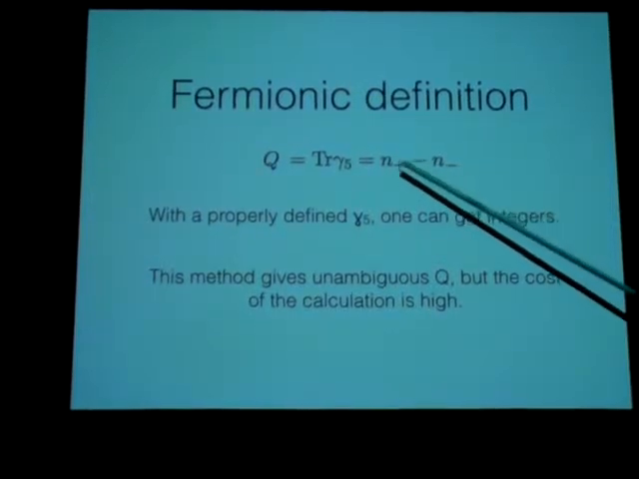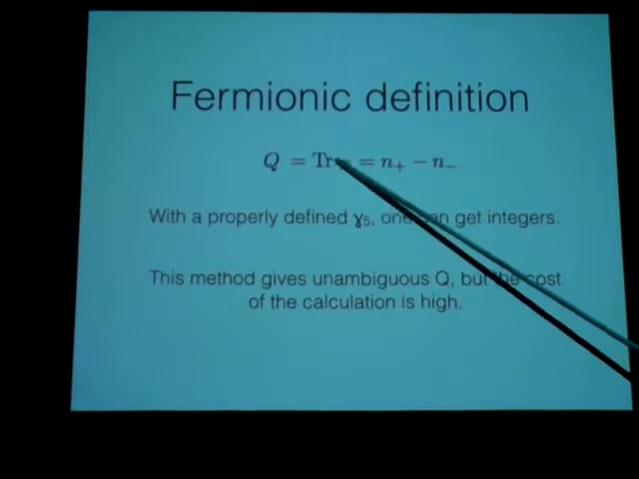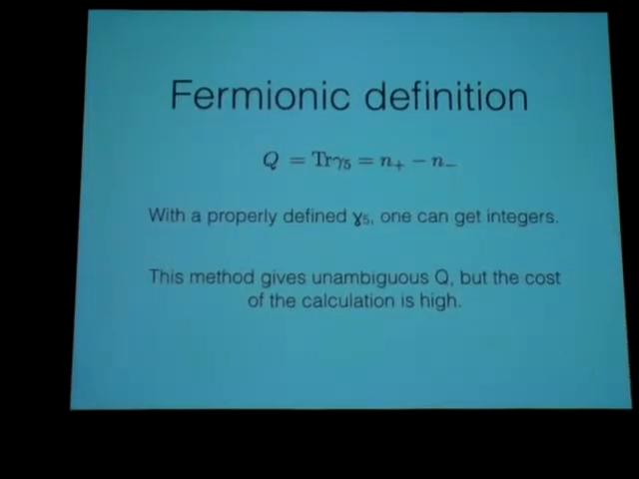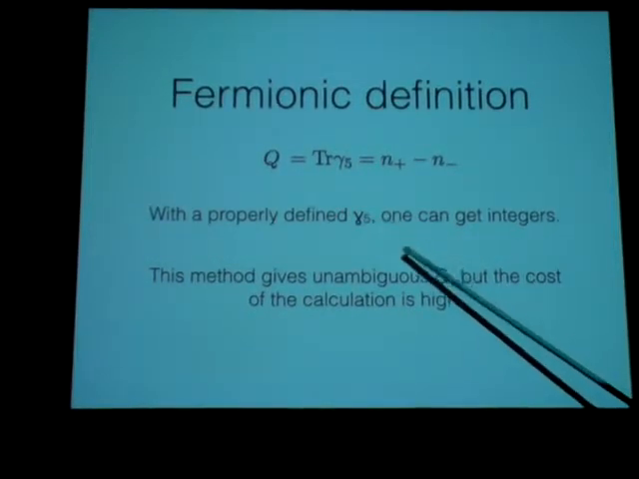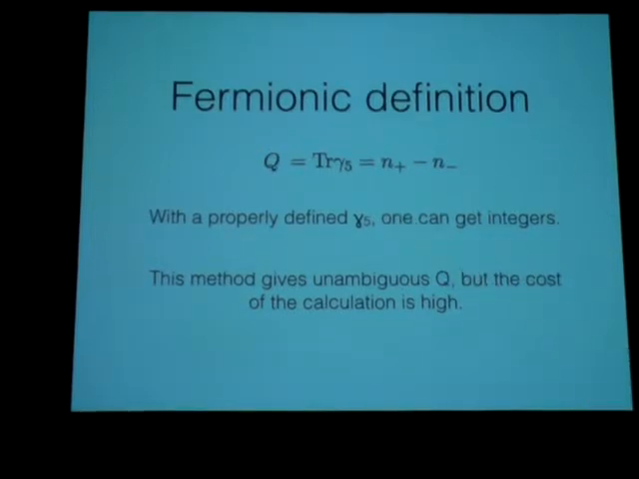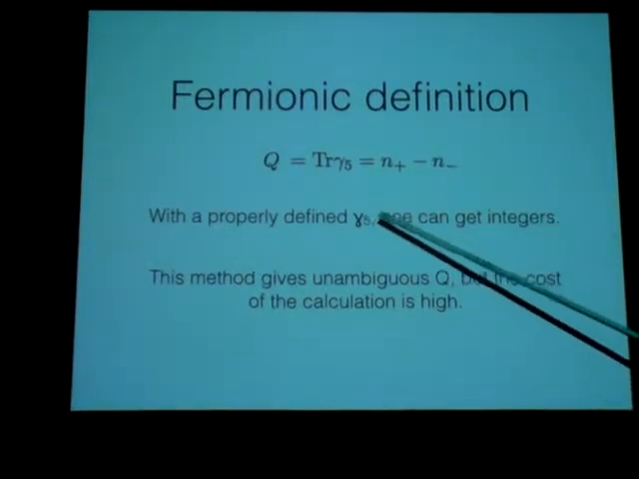And that is made possible by the discovery of gamma 5 on the lattice. Gamma 5 on the lattice is quite difficult, because if you just naively define gamma 5, its trace is always 0, since it's really a finite sum, a finite matrix. But there's a nice definition of gamma 5 that makes the index theorem correct. That's called the overlap Dirac operator. By using that, you can get an unambiguous definition.